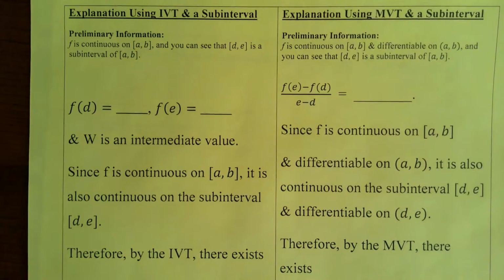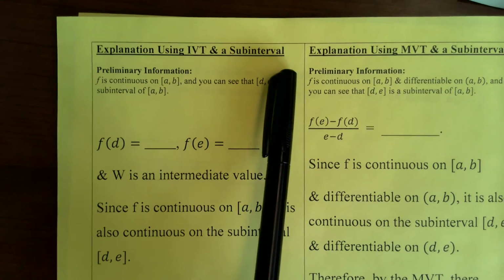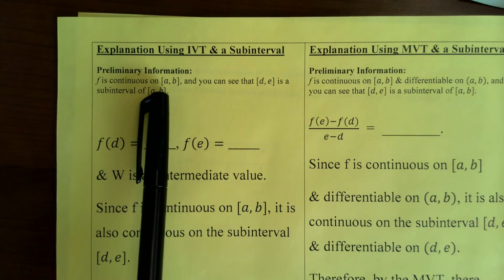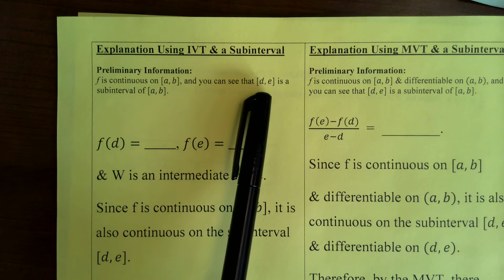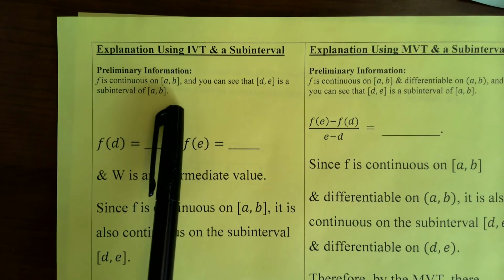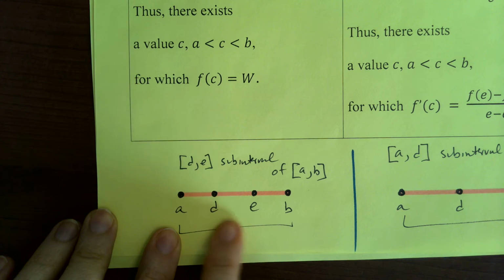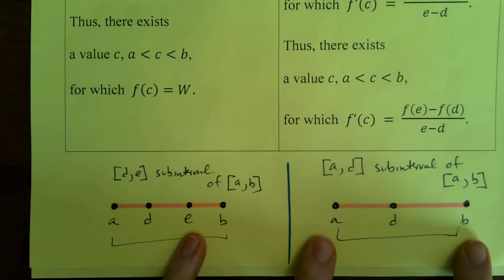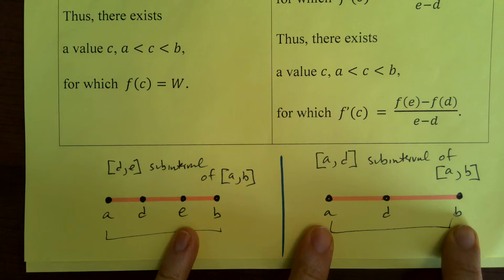Okay, so we're going to do something similar using a subinterval and the mean value theorem. So I won't read this for you guys, but here's the explanation using the intermediate value theorem in a subinterval. The preliminary information would be that f is continuous on [A, B], and you could see from either a table or a graph that [D, E] is a subinterval of [A, B]. So it would look something like this. So here's the full interval [A, B], and then [D, E] is a subinterval. Guys, sometimes a subinterval includes one of the original endpoints of the big one. So in this case, [A, D] is a subinterval of [A, B].